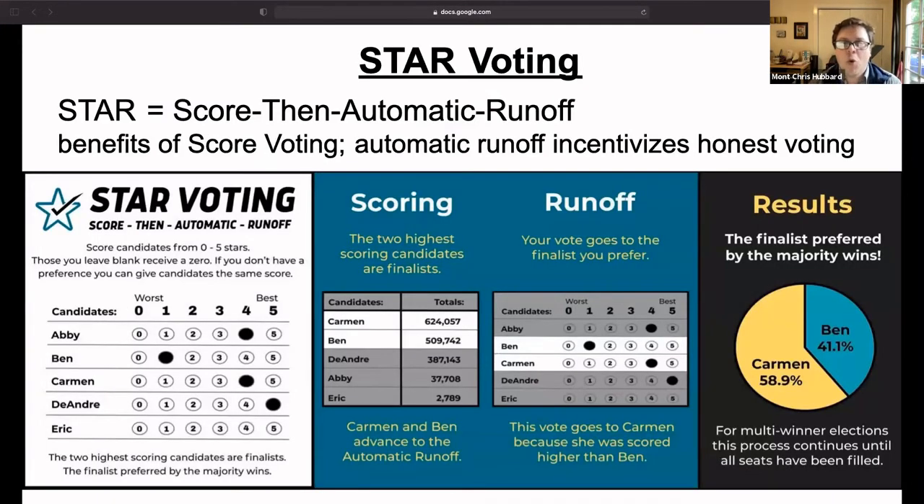STAR stands for Score-Then-Automatic-Runoff. It's a score method. You score all the candidates, the scores are tallied, but then there is an automatic runoff between the top 2 highest scoring candidates, and your vote goes to the candidate you prefer.